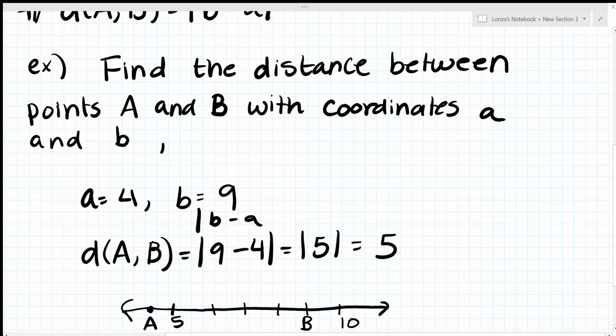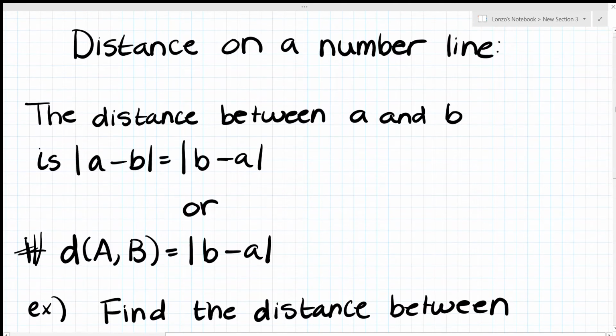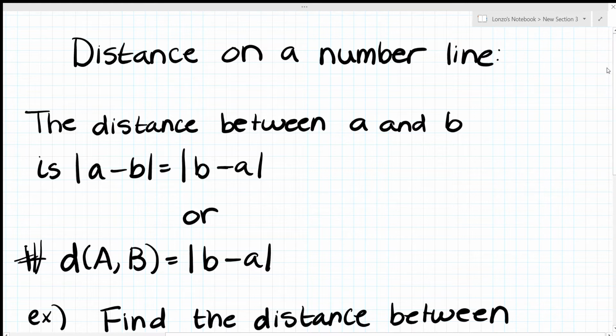So what they're saying on the number line is, here's A, which is 4, and here's B, which is 9. The distance of that is 5. So that's just the distance rule. So you know the distance rule, you know some of the absolute value inequality rules. So now we can actually do some problems.